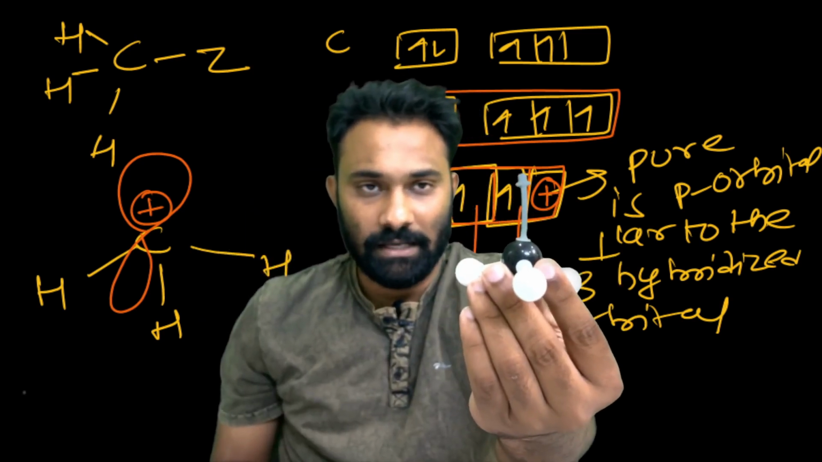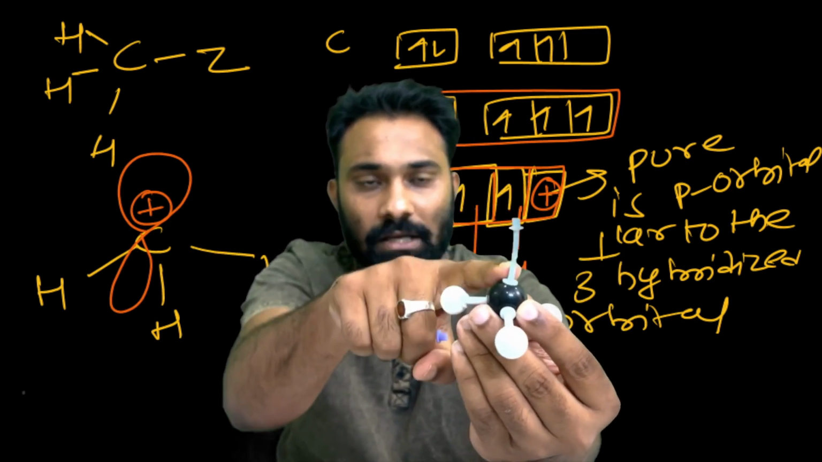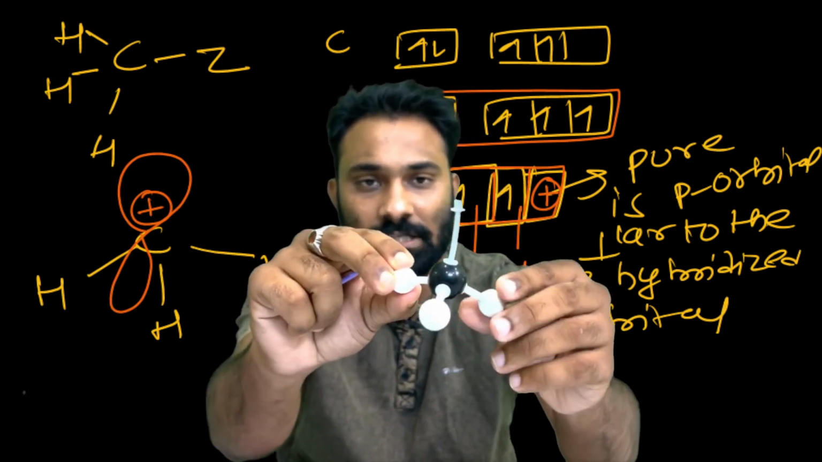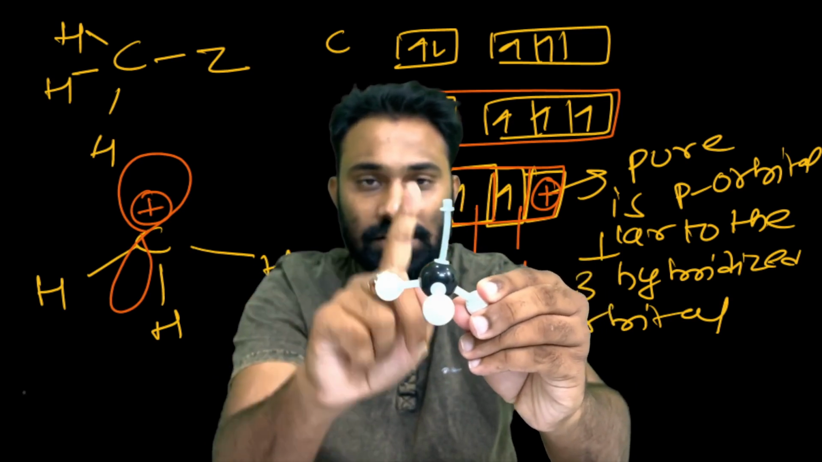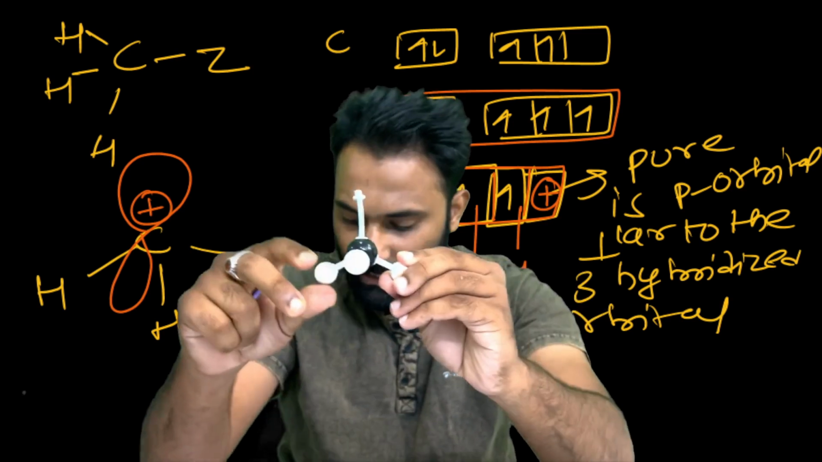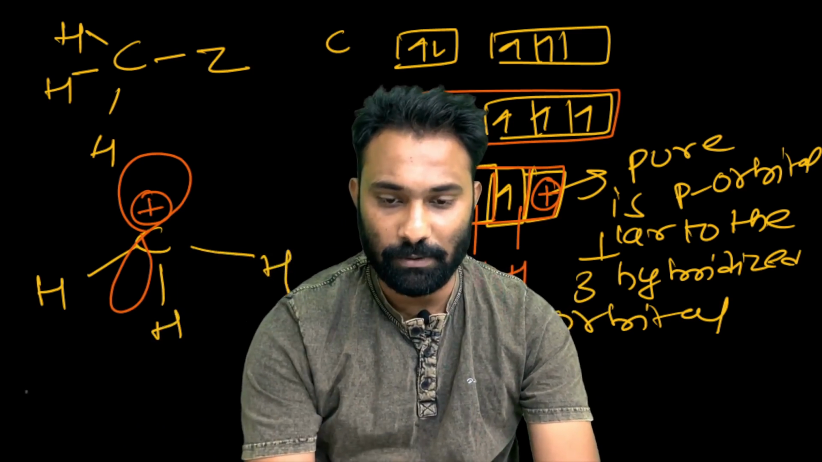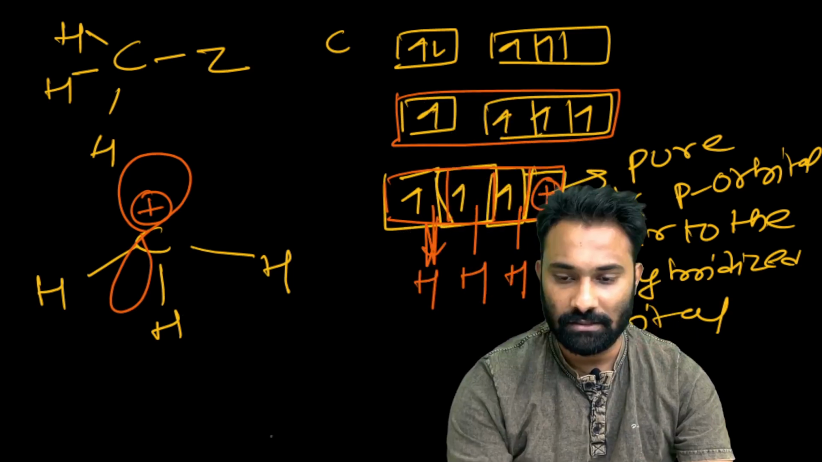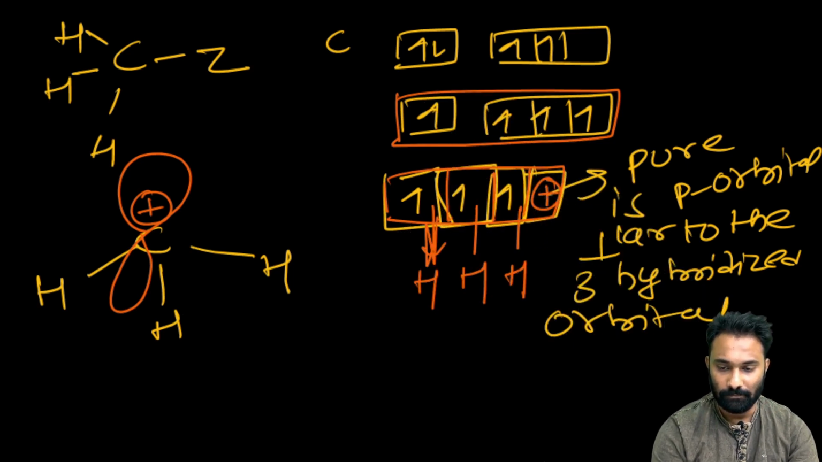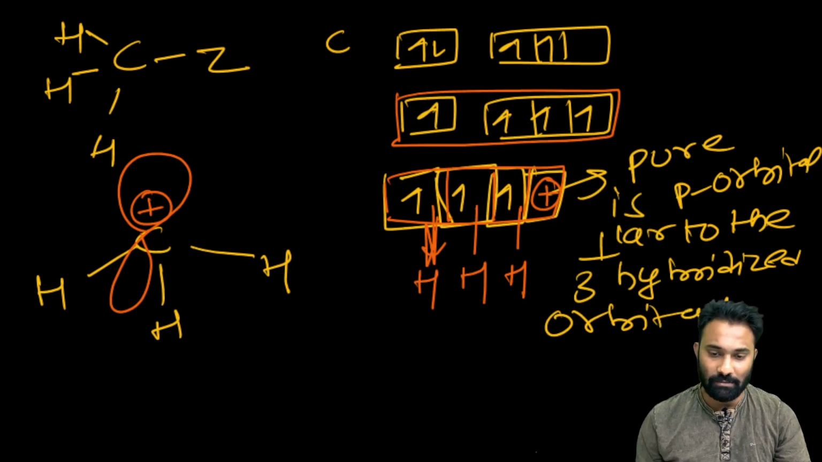Done. For this carbocation, the empty p orbital, the positively charged orbital, is perpendicular to these hydrogens. This is a very key point you have to remember. Clear? It is perpendicular to the hybridized orbitals.